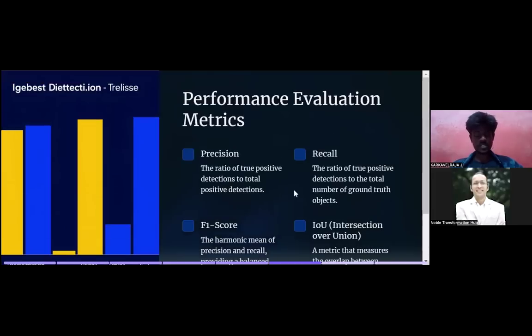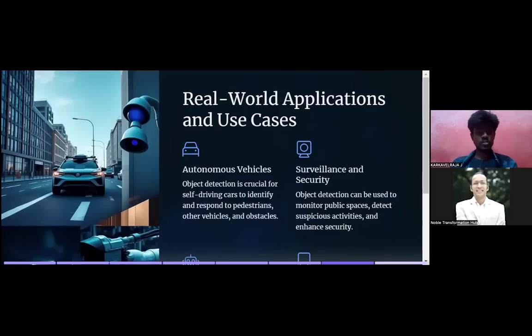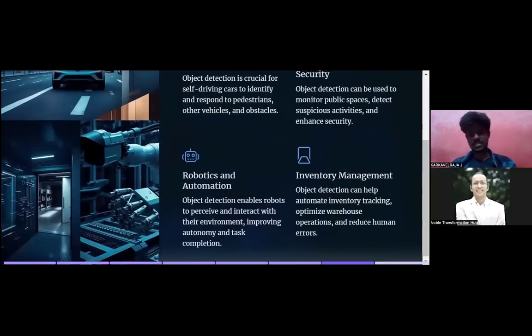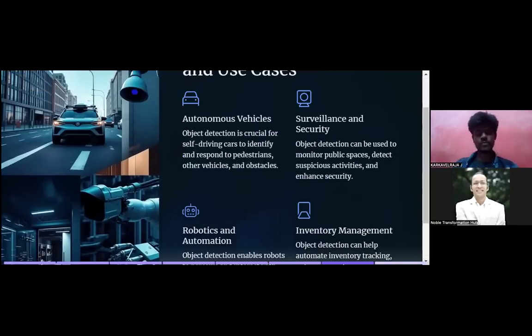Yeah, sure, sir. So that is all about the performance metrics of object detection. Let's move on to the next one. Real world applications, guys, as always, this is not limited to these. Let's understand the applications of object detection algorithms. Autonomous vehicles: object detection is crucial for self-driving cars to identify and respond to pedestrians, other vehicles, and obstacles, to know whether the road is free so that we can have autonomous driving.